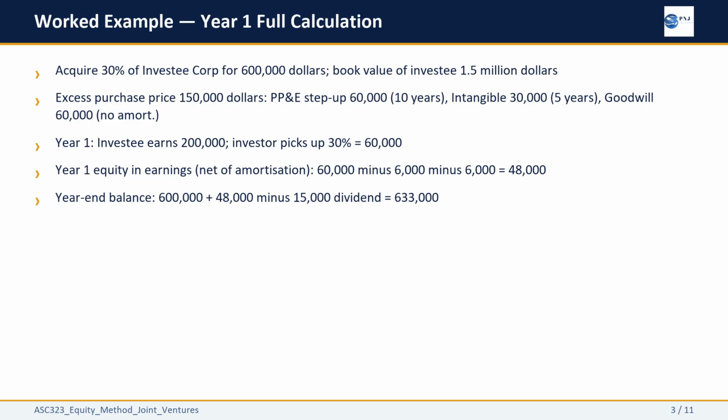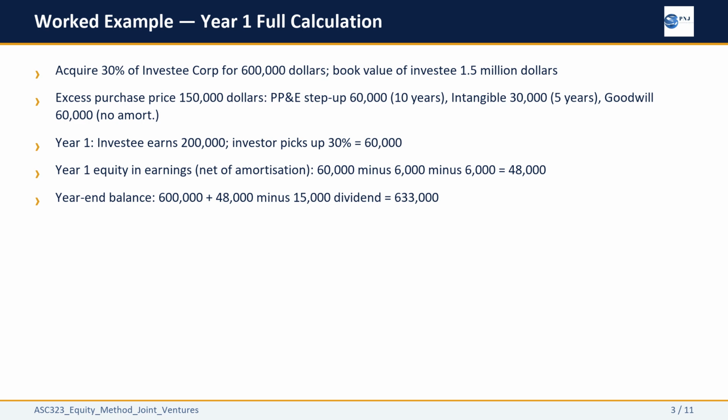Here is the key thing: a full worked example ties every concept together. You acquire a 30% interest for $600,000. The investee's book value implies your proportionate share is $450,000, leaving a $150,000 excess purchase price. You allocate that to a property and equipment step-up amortized over 10 years at $6,000 per year, an intangible amortized over 5 years at $6,000 per year, and $60,000 of embedded goodwill that is not amortized.